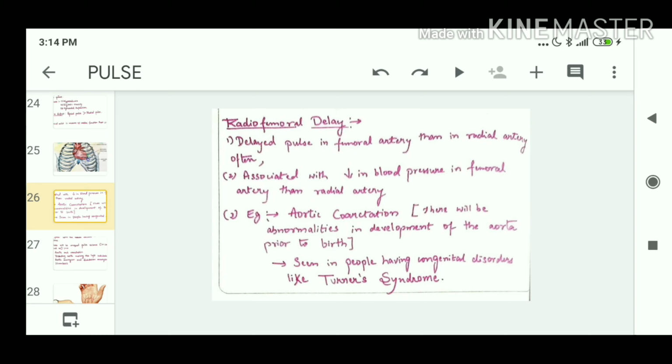Now coming to the radiofemoral delay. What is that? Delayed pulse in the femoral artery, then in the radial artery. It is associated with a decrease in blood pressure in the femoral artery, then the radial artery. For example, it happens in aortic coarctation, where there will be abnormalities in the development of the aorta prior to birth. It is seen in people having congenital disorders like Turner syndrome.